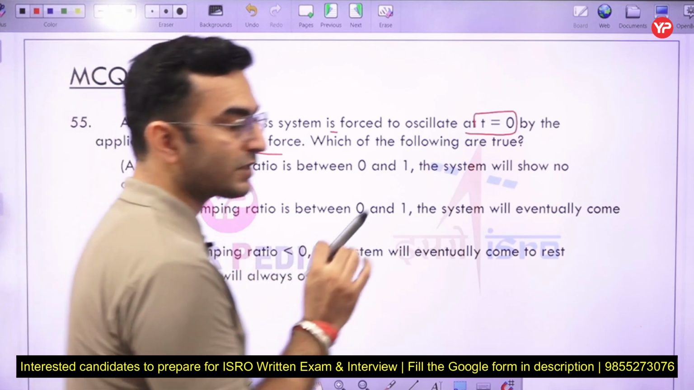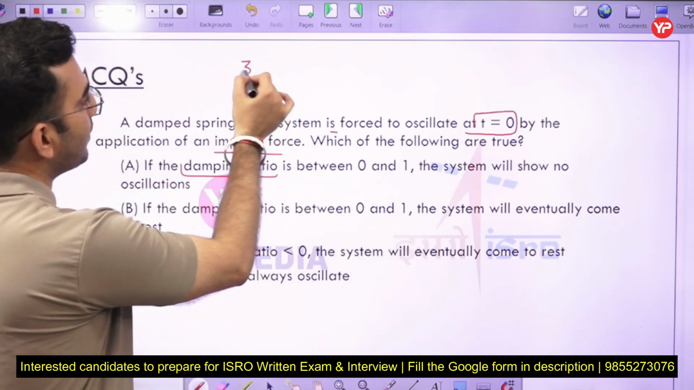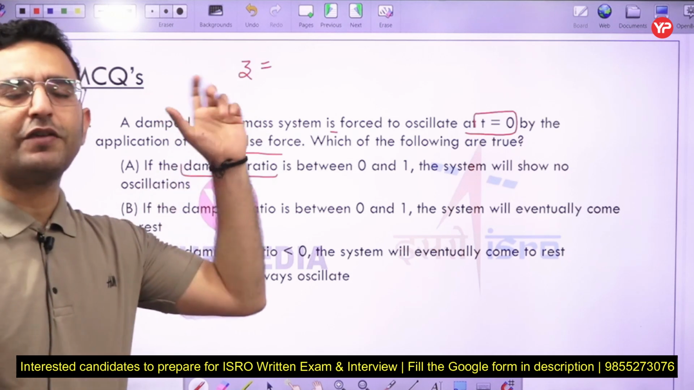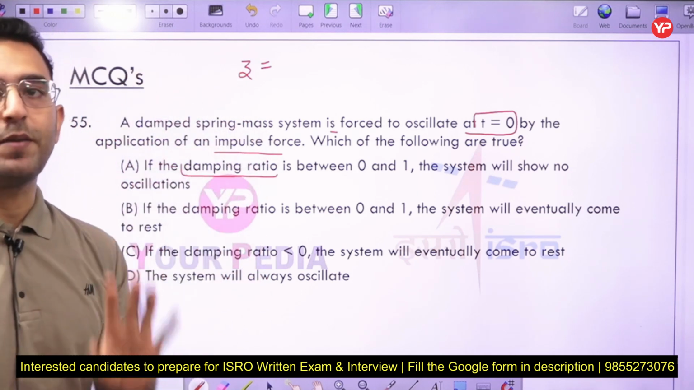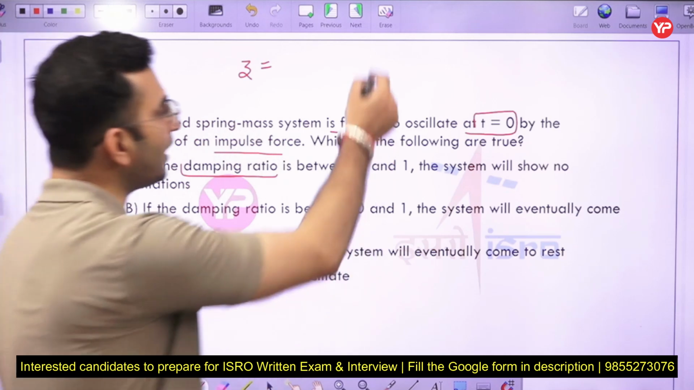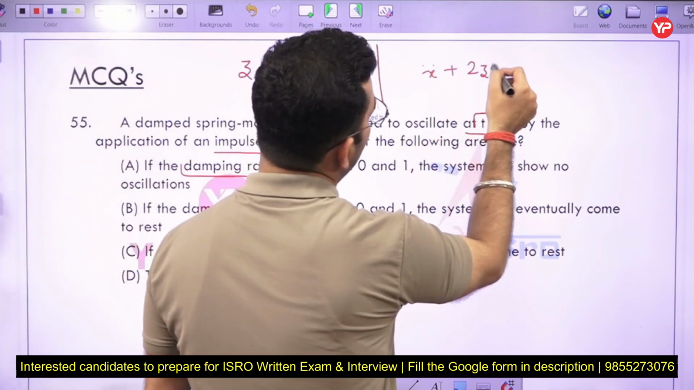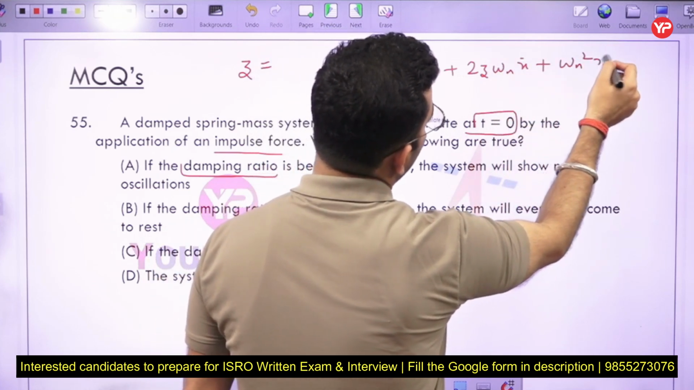First of all, just understand the meaning of damping ratio. Damping ratio is represented by zeta here. If the damping ratio or damping coefficient is provided, that simply means there is some friction present inside the vibrating system. The corresponding governing differential equation in this case is written as x double dot plus 2 zeta omega n x dot plus omega n square x equal to 0.